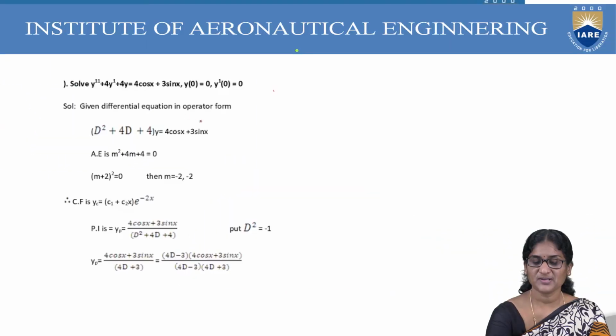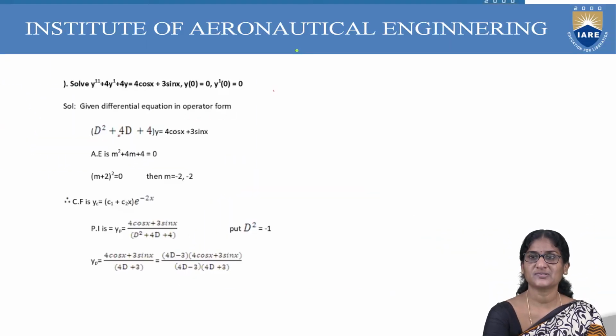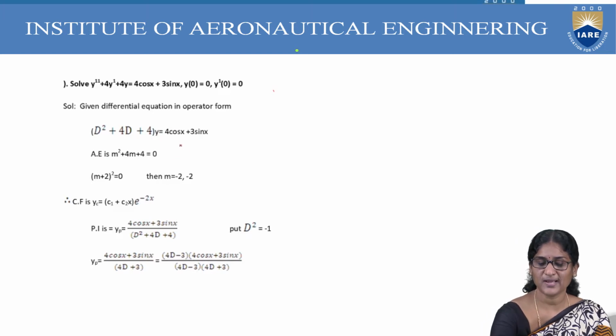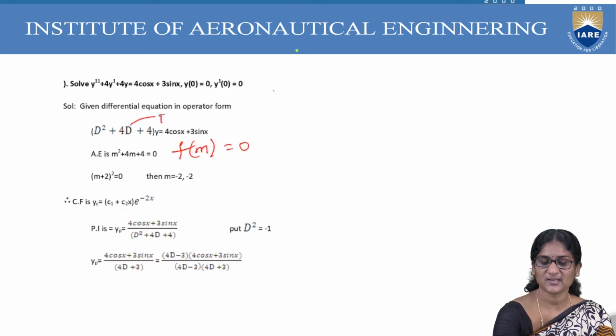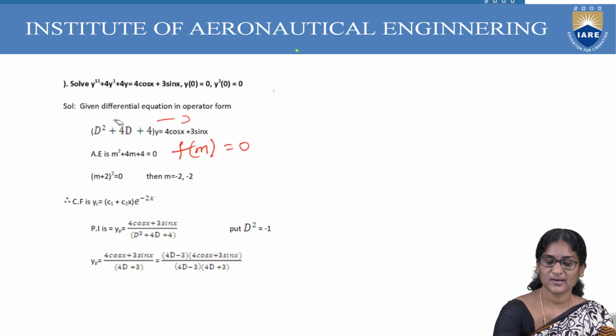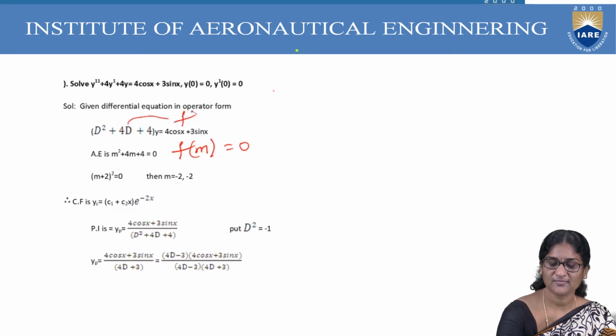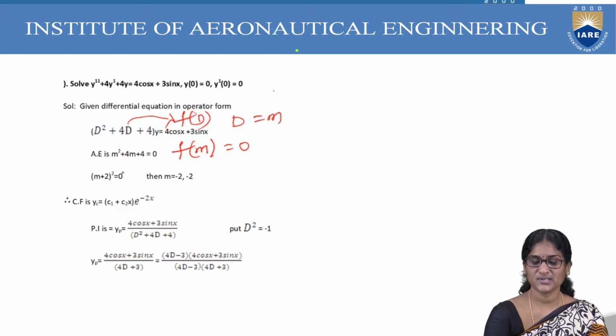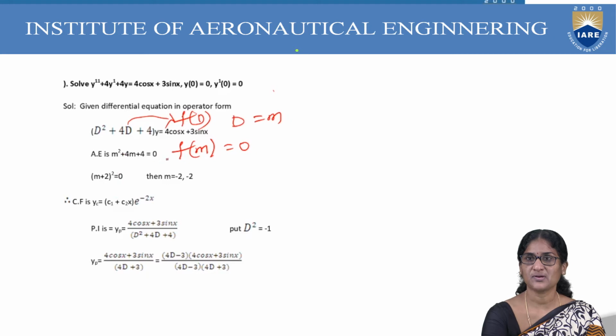Now you take the given differential equation in the operator form, that is d square plus 4d plus 4 into y is equal to 4 cos x plus 3 sin x. What is the auxiliary equation? The auxiliary equation can be obtained by f of m is equal to 0, and f of m is nothing but f of d. So this complementary function is f of d. In place of d, you substitute d is equal to m to get the auxiliary equation. So the auxiliary equation is m square plus 4m plus 4 is equal to 0.